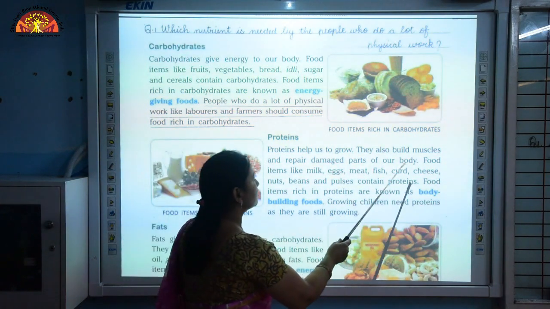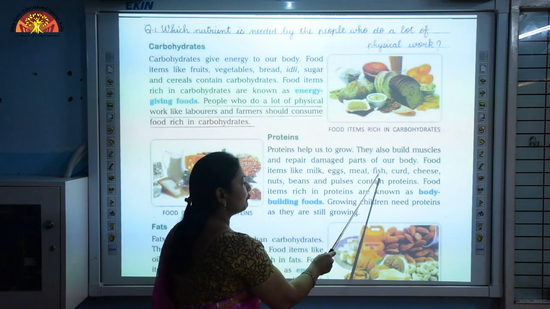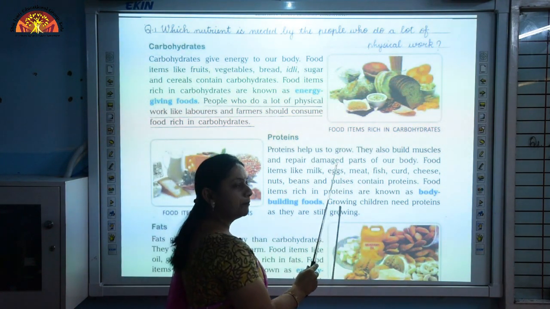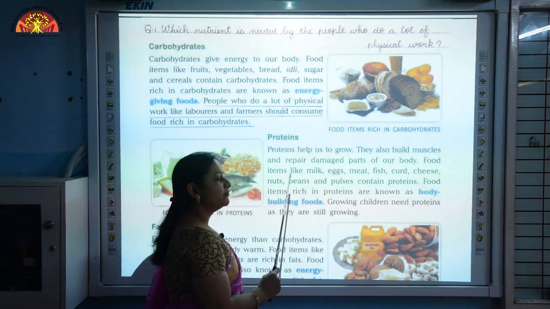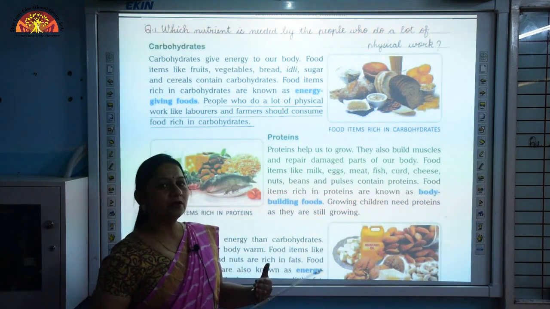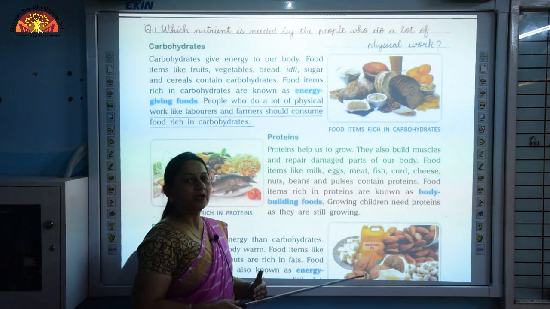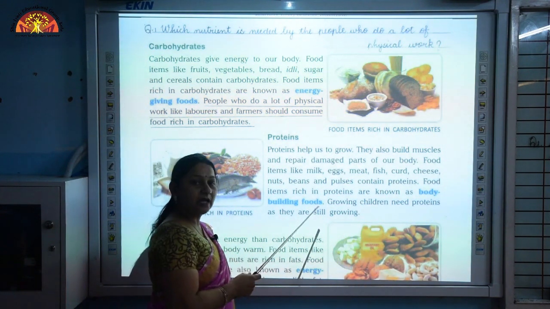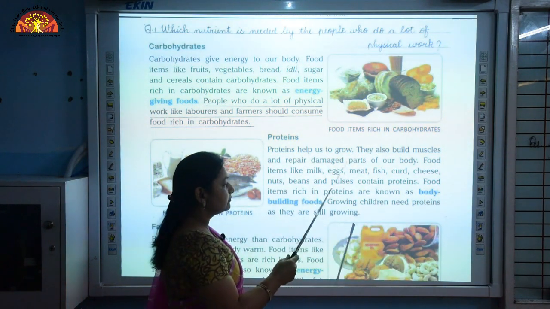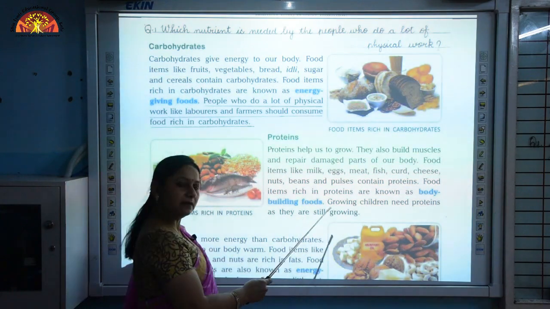And what are the sources of proteins? The major sources of proteins are food items like milk, eggs, meat, fish, curd, cheese, nuts, beans and pulses. All these are rich sources of proteins. So you children, you are in the growing stage and you need more proteins, so you should have more food items which contain proteins, like pulses and beans.